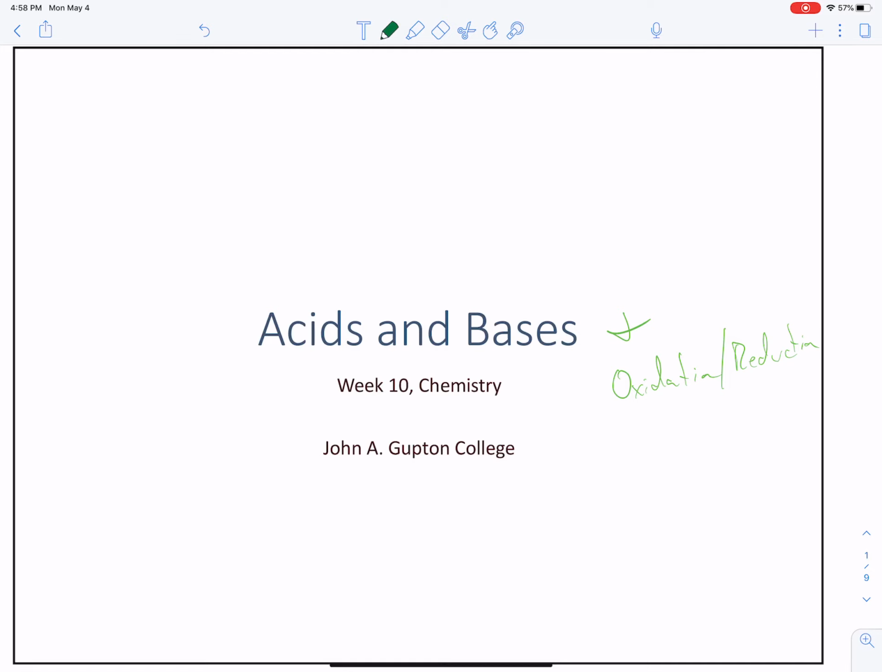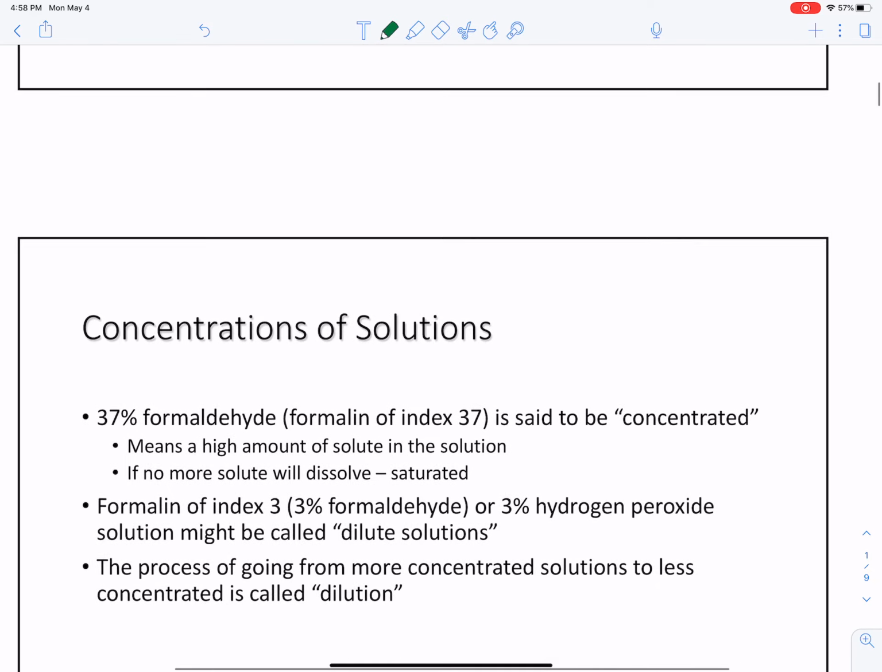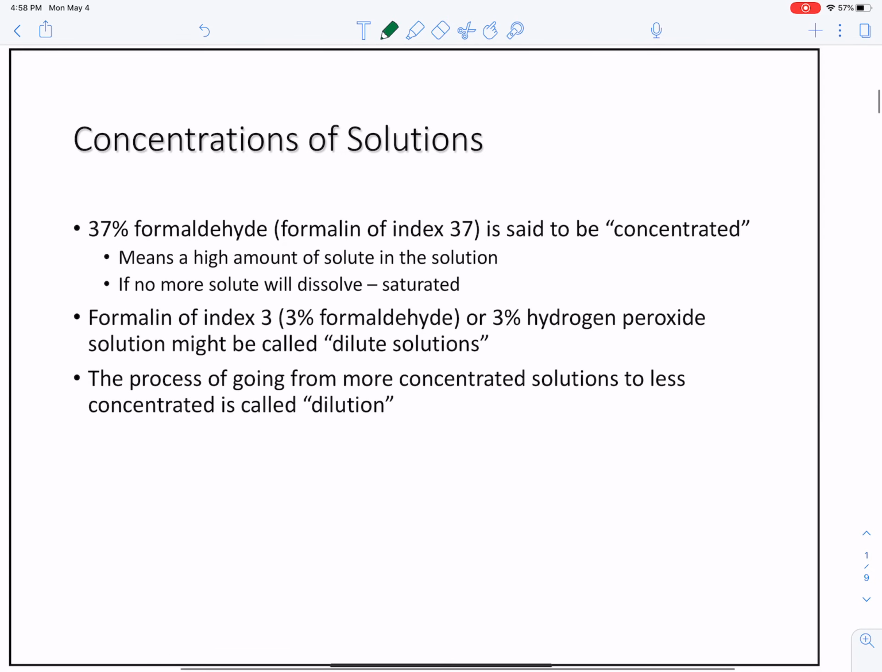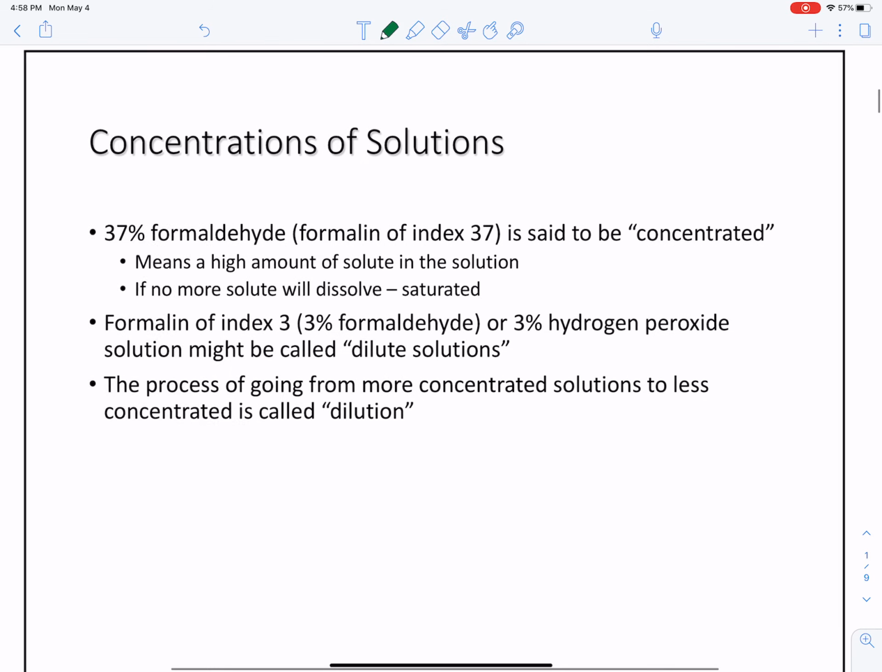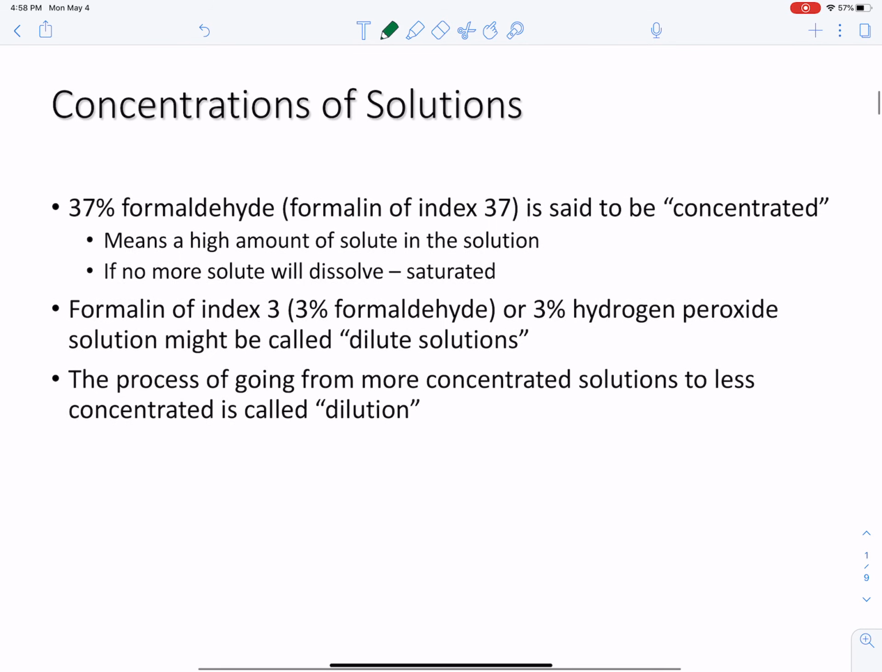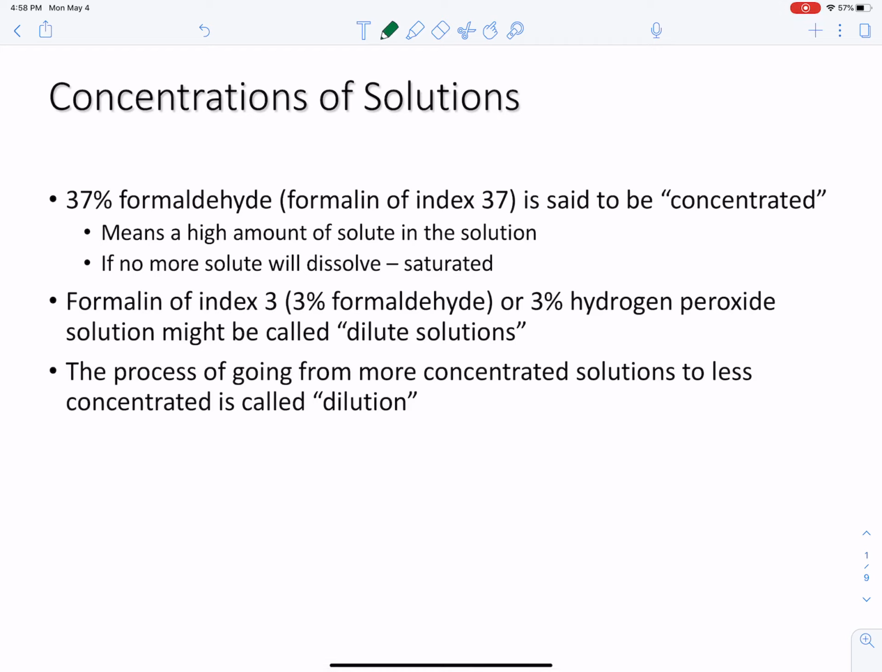It's kind of important. So, before we go that direction, I want to call your attention, as a reminder, to concentrations of solution. This will come into play with our discussion on acids and bases. Remember, an index of 37 of formalin or formaldehyde, however you want to say it, is said to be concentrated, which means we have a lot of formaldehyde in the solution. If no more of that solution will dissolve, then we call that a saturated solution.